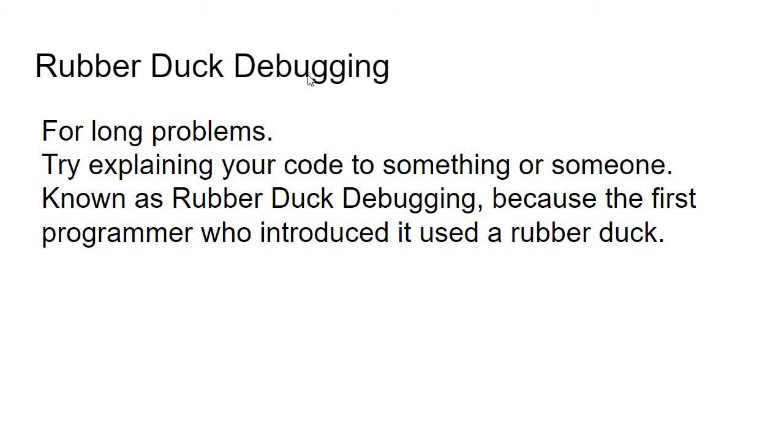Finally, we have rubber duck debugging. This is for long problems, which you cannot solve with print debugging because it's going to take a long time. So you have to try explaining your code to something or someone. The something or someone can be anything. It can even be yourself.